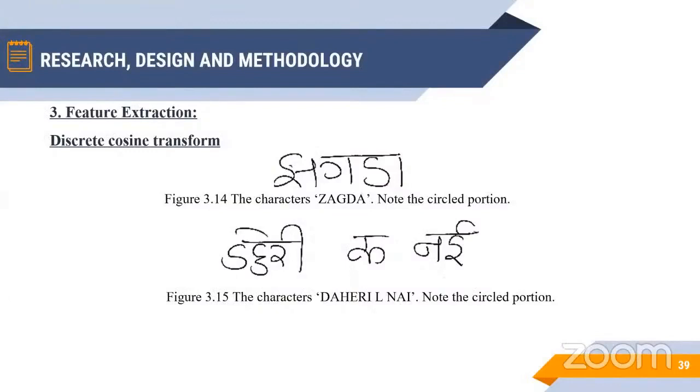Then the discrete Gaussian transform. Note the circled portion of the discrete Gaussian transform. This is one method that identifies the features, and those features are round. In the Jagra, see the G, that is a round symbol. Even in Dehri la nahi, right? Again here, all the things are round. For the same, the discrete Gaussian transform method is used.